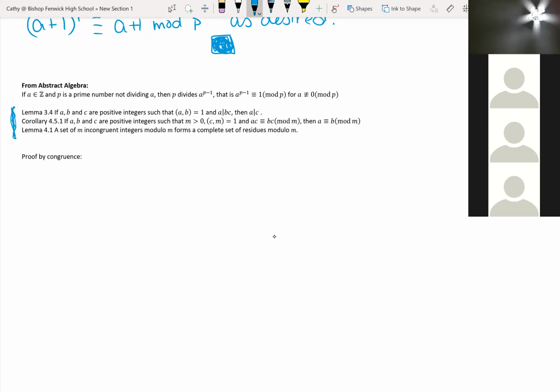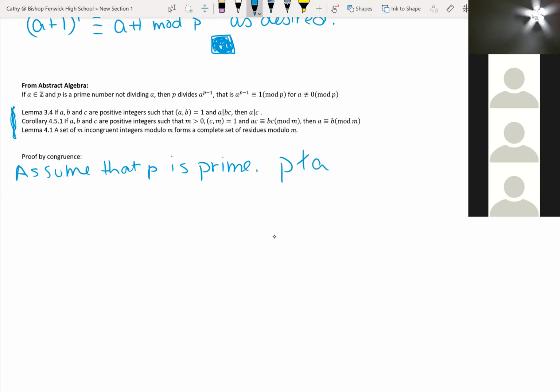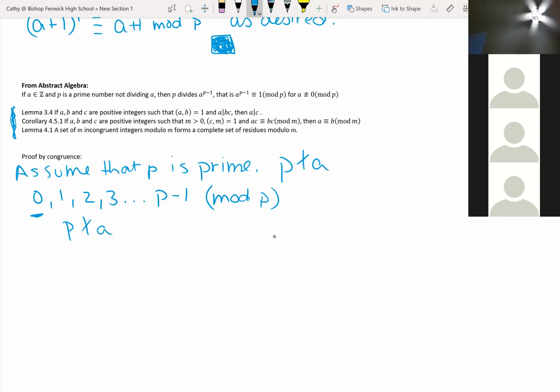So I have some lemmas right here and corollaries that I will reference as I get to them, but I wanted to have them typed out so I didn't have to write them. So our proof by congruence here, we are going to assume that P is prime. And that P does not divide A. So then every integer is congruent to 0, 1, 2, 3, all the way up to P minus 1 modulo P. So we are not going to look at the 0 congruence class because those are multiples of P. And I don't care about multiples of P right now. We only want to pay attention to the ones where they're not multiples of P, so P doesn't divide A. So that's where we need to spend our time.